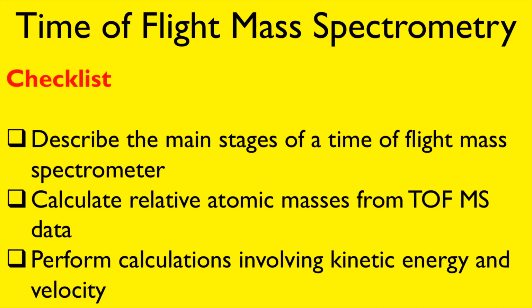So to summarise what we've looked at today, we've looked at describing the main stages of a time-of-flight mass spectrometer. We've looked at calculating the relative atomic masses from time-of-flight mass spectrometry data, and we've looked at calculations involving kinetic energy and velocity.